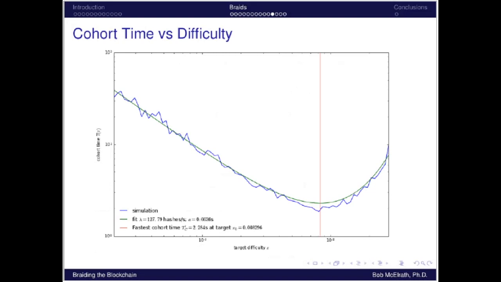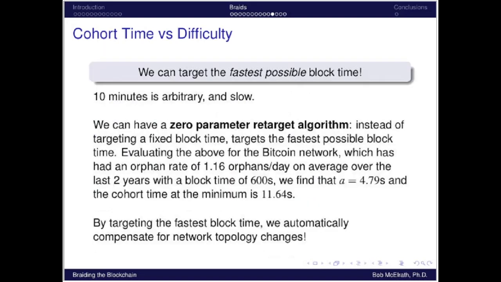In other words, what this means is we can create a zero parameter retargeting algorithm that targets the fastest possible block time. Satoshi chose 10 minutes. Why did he choose 10 minutes? It's arbitrary and it's slow. And the reason he chose 10 minutes is exactly because of this problem. You don't want the block time to be too fast or you generate a whole ton of orphans. So 10 minutes was chosen so that it's slow enough that it doesn't run into this problem.